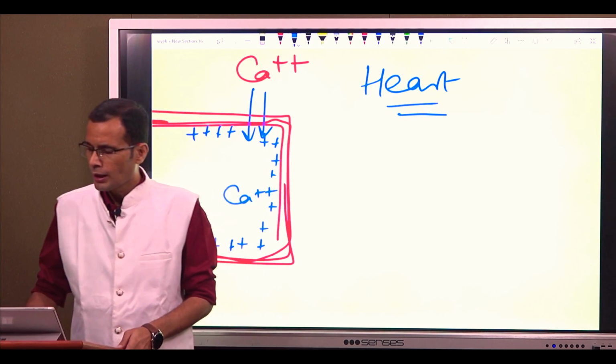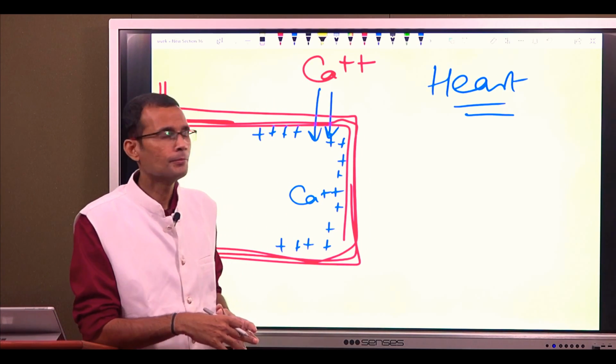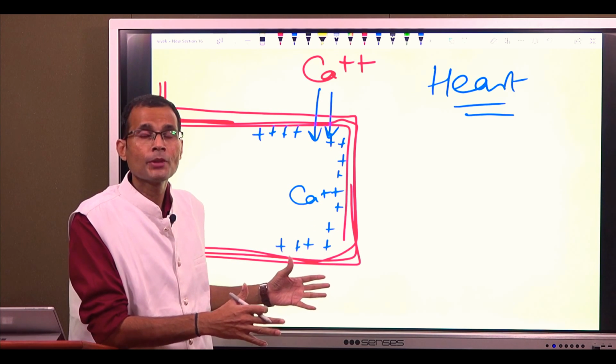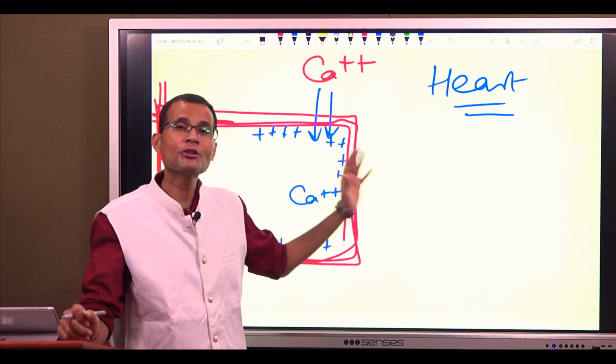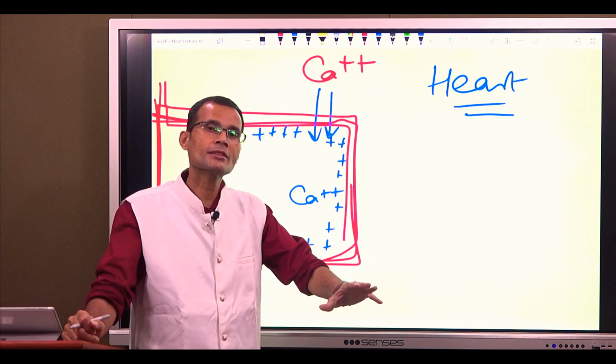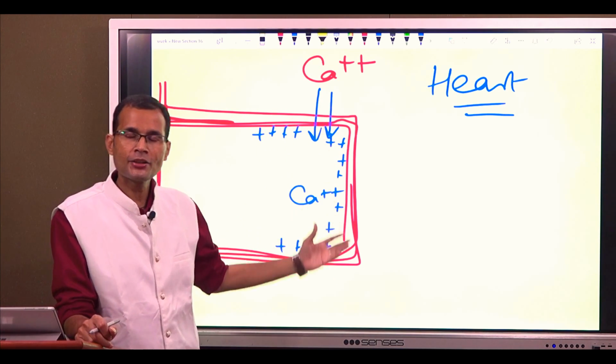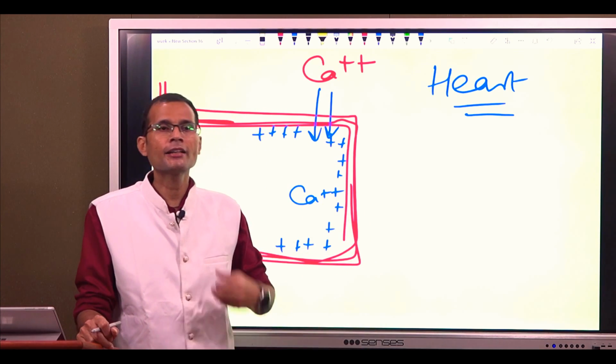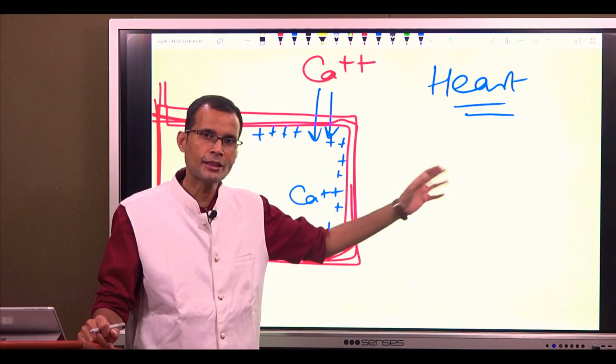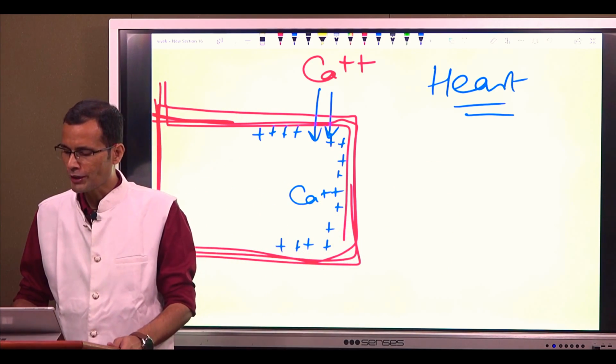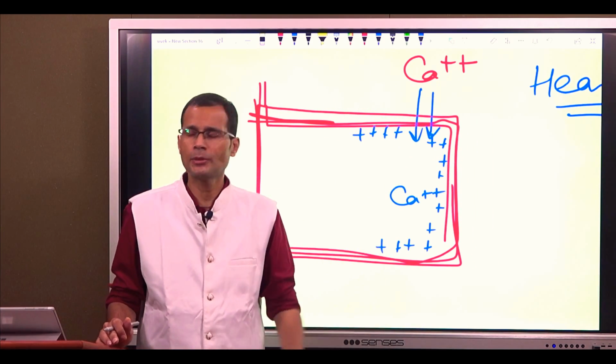Yes, so the calcium is also important for the contraction of the heart muscle cells. So it causes this electrical excitation of the membranes and then goes on to cause contraction as well. The same calcium is used for the contractility in the heart muscle. We will see that in some other video.